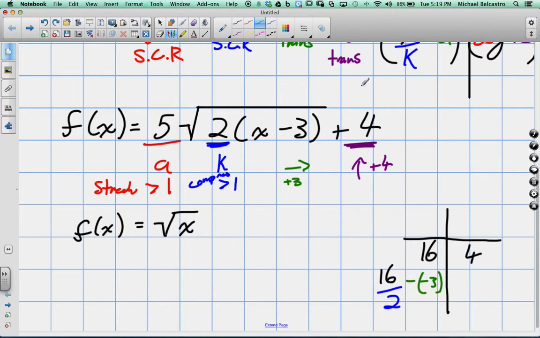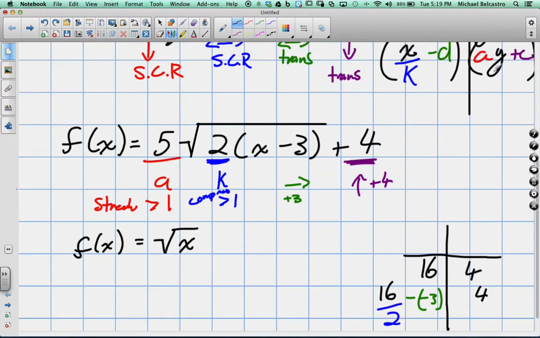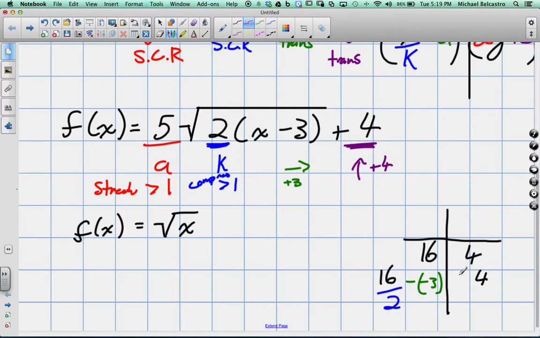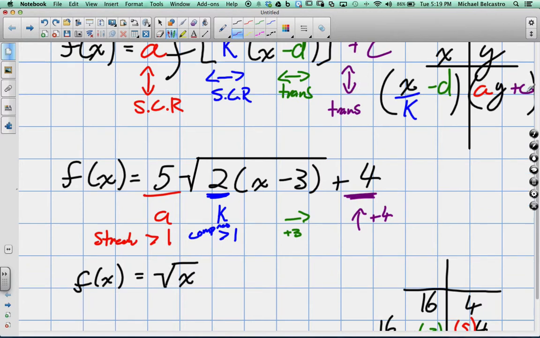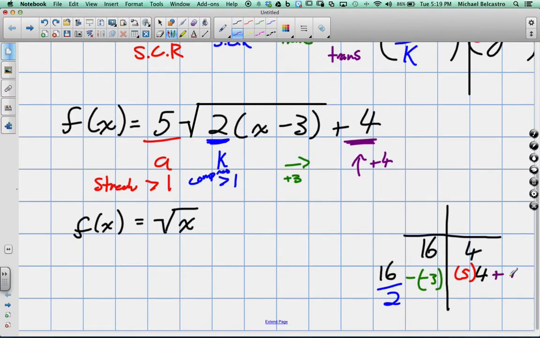Okay, and our other coordinate was the number 4. It says the a, we multiply by the a value. Well, the a value is 5 in this case. And we add our c value. So we're going to add 4 to it to find out what these new coordinates would be. Okay, so this is our x and our y.